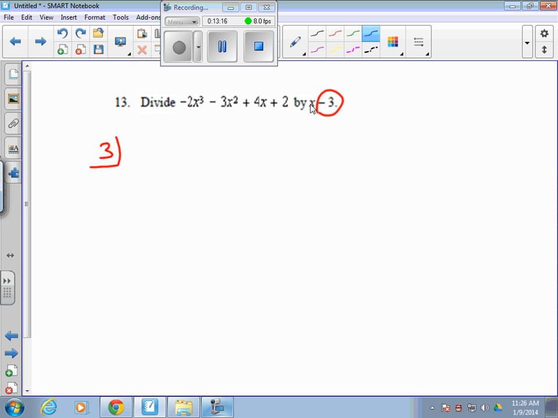You want the coefficients of all the other numbers. Make sure that you don't skip any degrees, though. X to the third, x to the second, x to the first, then no good. They don't skip any degrees. So negative 2, then negative 3, then positive 4, then positive 2. You bring the first one down, you don't mess with it. You call it negative 2.